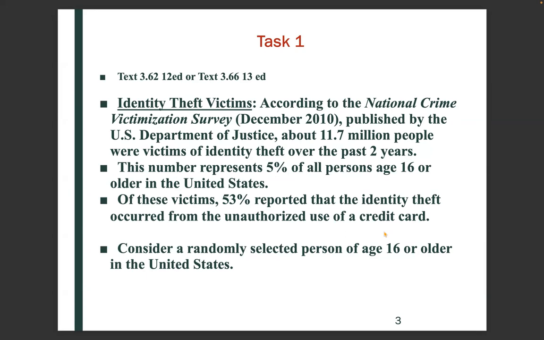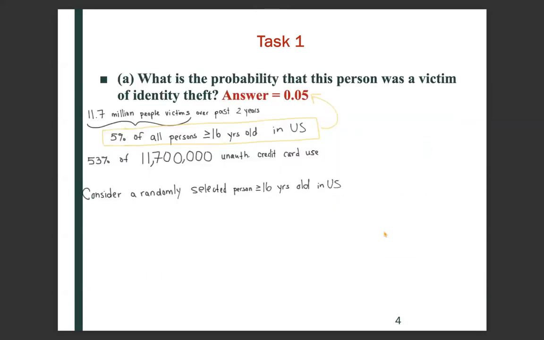Consider a randomly selected person of age 16 or older in the United States. What is the probability that this person was a victim of identity theft?